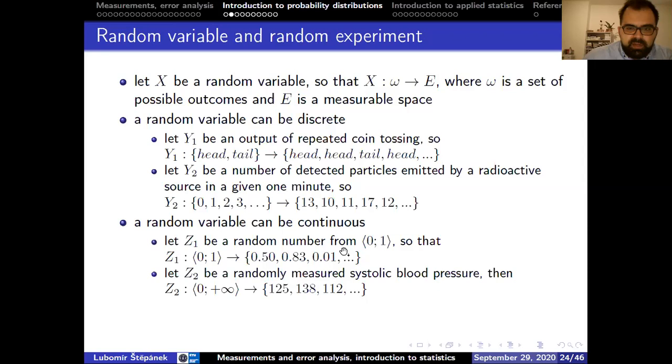Z2 could be a randomly measured systolic blood pressure. You know that blood pressure is a positive number, so to be more general, it could be a number from the interval 0 to plus infinity. So these are, for example, different systolic blood pressures of different classmates from one class of students. So I got 125 millimeters of mercury, maybe easier to say torr, 138, 112, and so on.